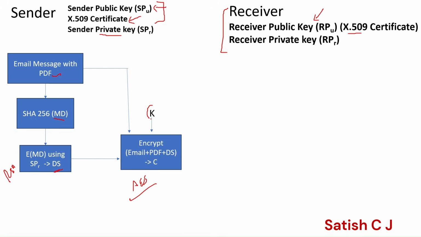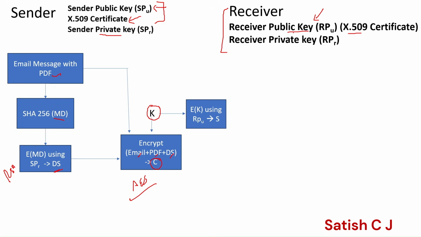For this we generate a session key. So this is the key used for symmetric key encryption, which is generated and used. So we encrypt the email, the PDF attachment, and the digital signature that we have created, and we get the cipher C. The next step is we take the key and we encrypt the key using the receiver's public key.